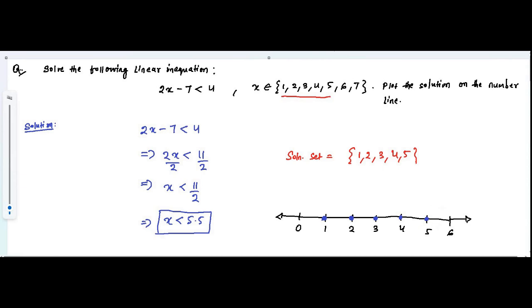Okay, so here 5.5 is not there as per the solution set. 5.5 is not there in the replacement set, so we will not be highlighting that. So it's somewhere here, okay, in the middle. 5.5, so we will not do the hollow circle thing because it is lesser than that, but it is not present in the replacement set, so we will not do that. So this is the solution on the number line.